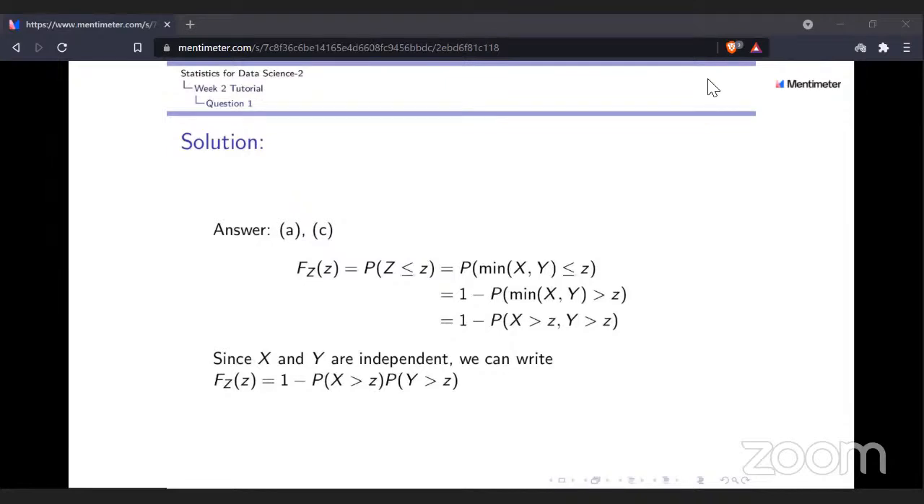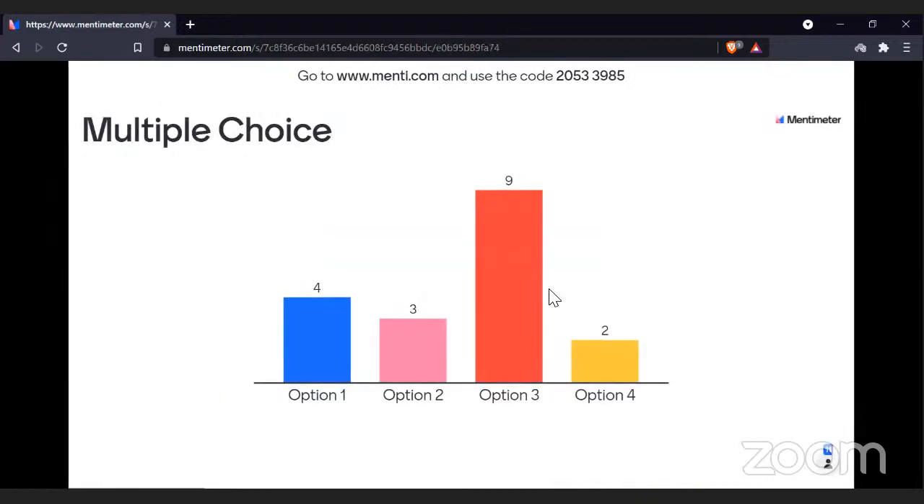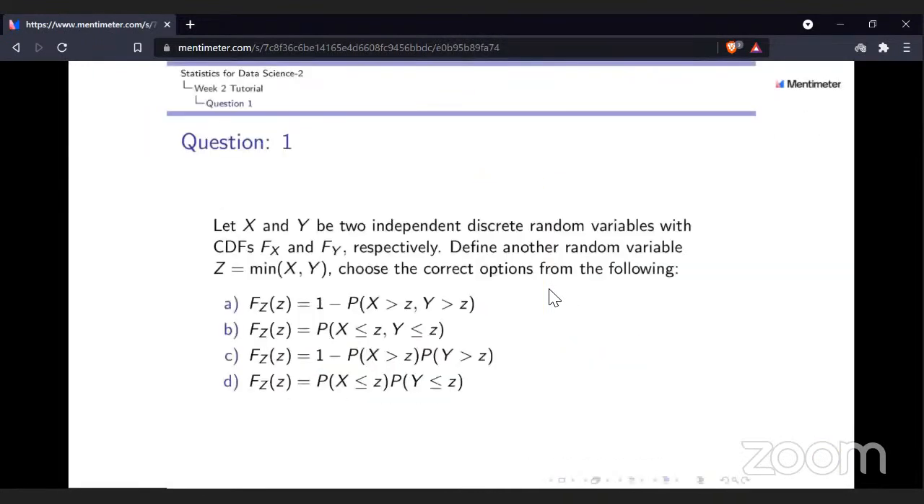Ma'am, can you show us the options again? Okay. The B option is not correct. Why is that? Why is the B option not correct?